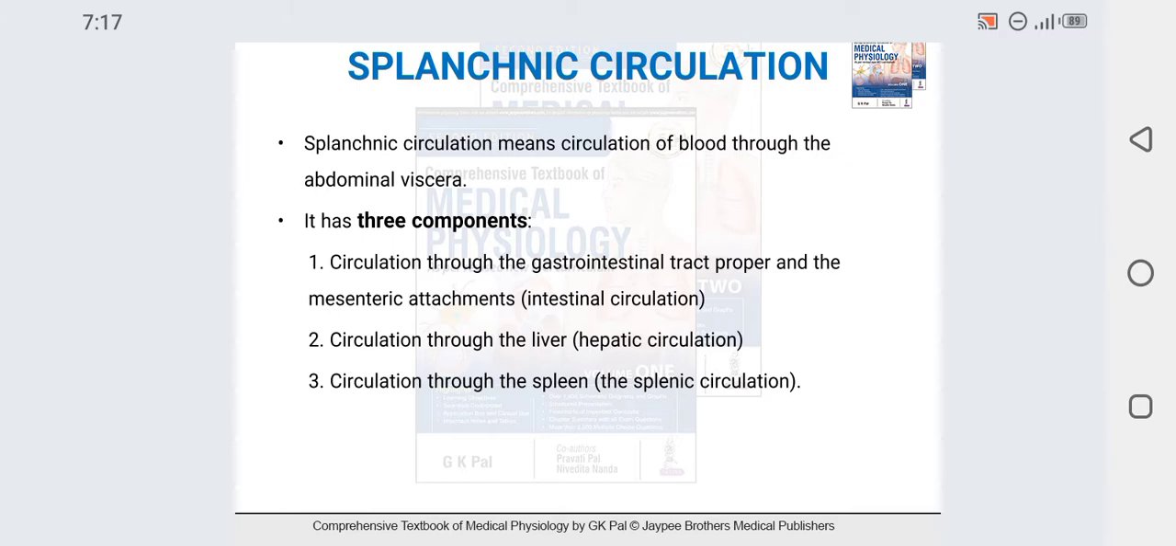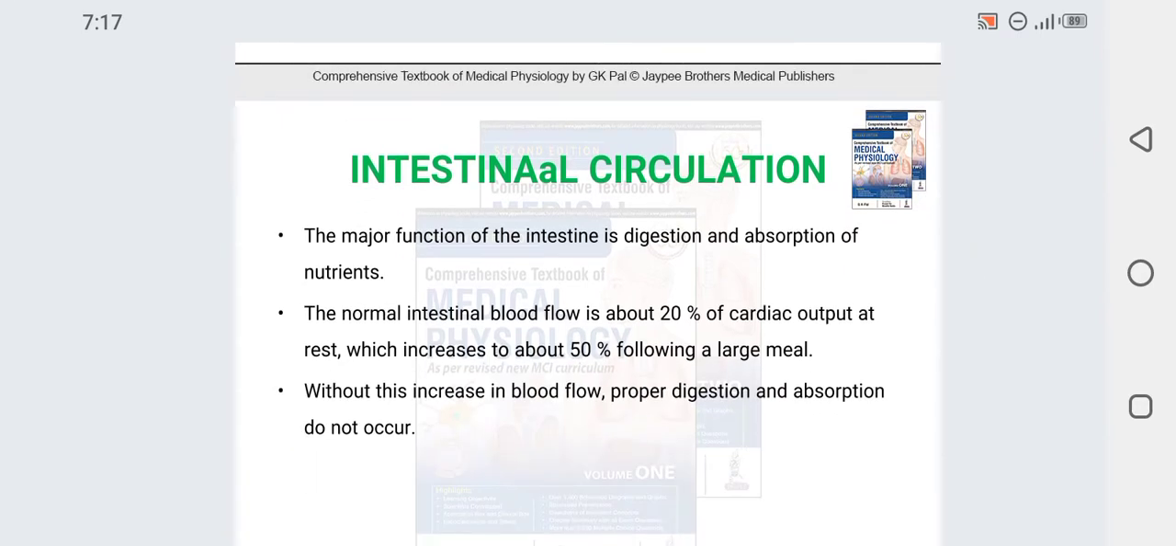So this has three components. First, circulation through the GI tract proper and the mesenteric attachments, that is intestinal circulation. Second, circulation through the liver, that is hepatic circulation. And third, circulation through the spleen, that is splenic circulation. Okay. First, let us come to intestinal circulation.